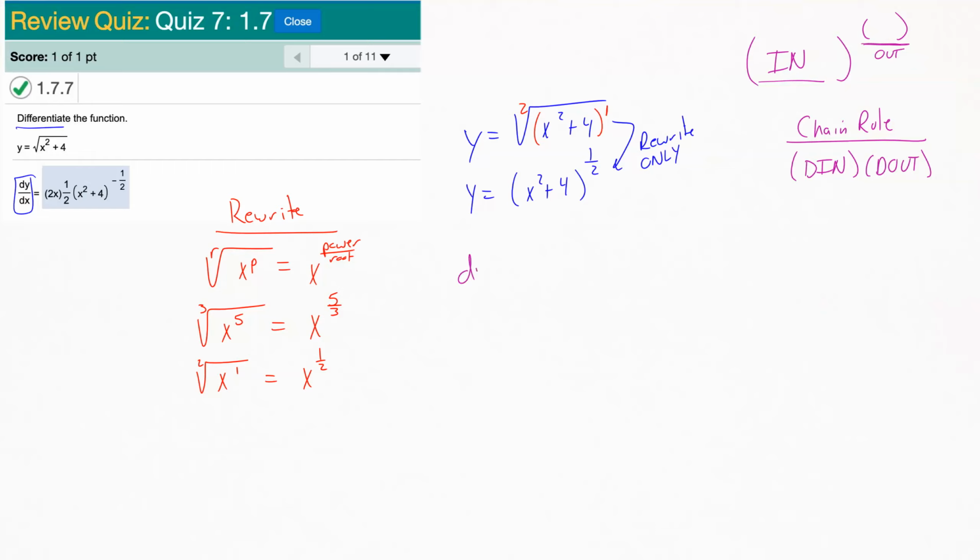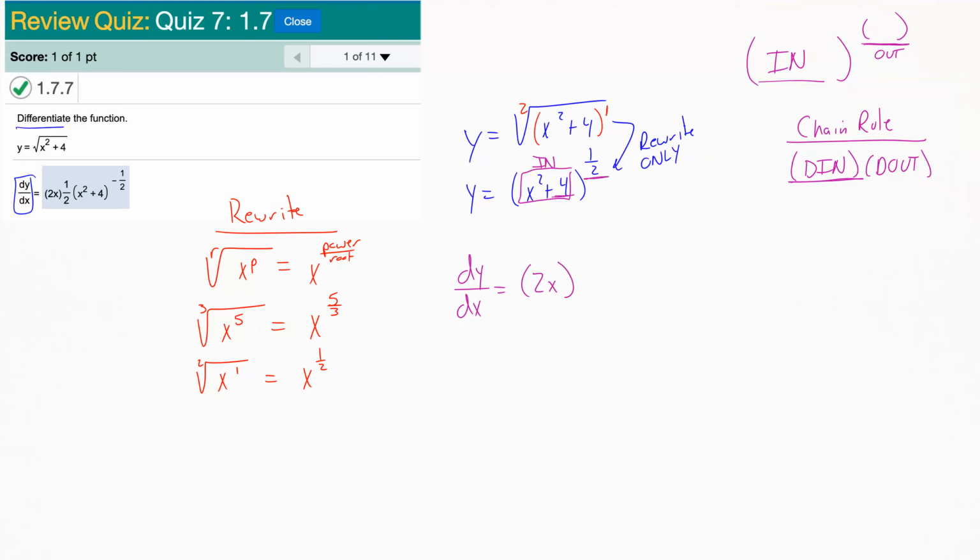As I come to take this derivative, my dy dx, I need to find the derivative of the inside piece. So I'm looking at just that x squared plus 4 right there. The derivative of x squared is a power rule. That would just be 2x: bring the power down, subtracting 1 from the power. And then the derivative of 4, a constant, is just 0, so that goes away. So that's my d in right there. That was my inside piece.